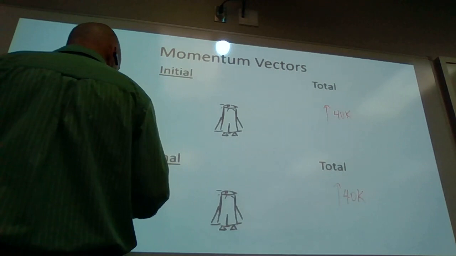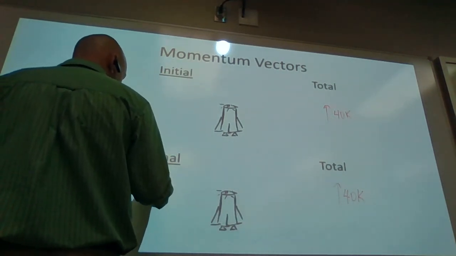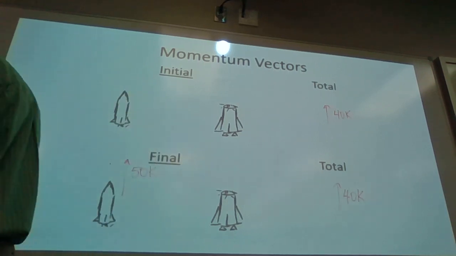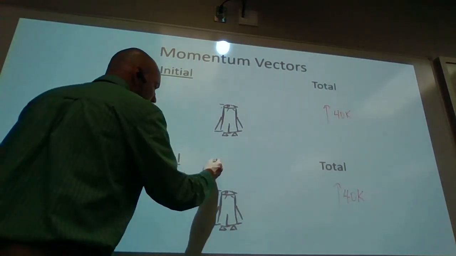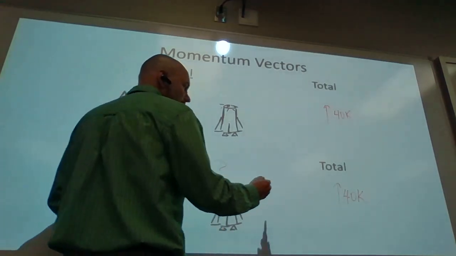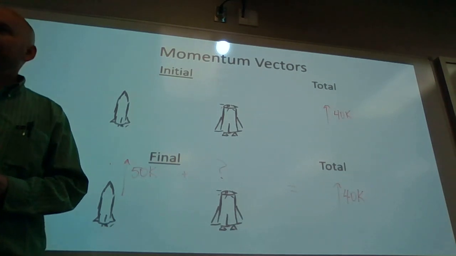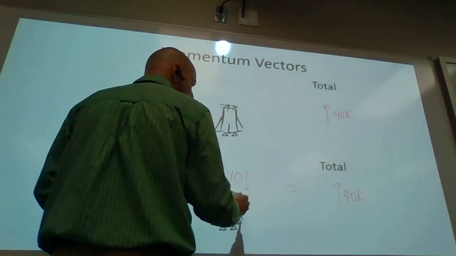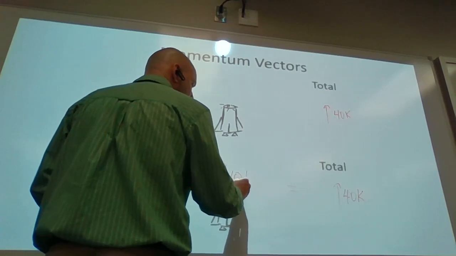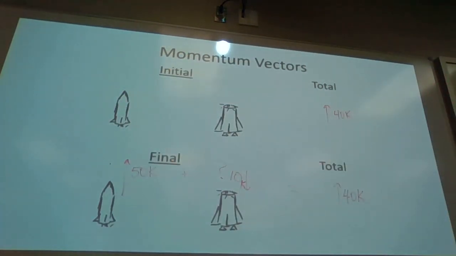But over here, this guy now has a momentum of 50,000 kilogram meter per second going up. So 50 up plus what gives you 40 up? 10 going down. 10,000 going down. See how that works? Okay.